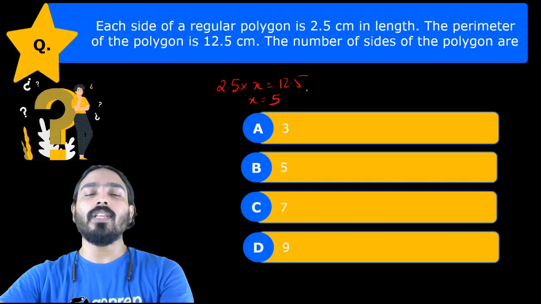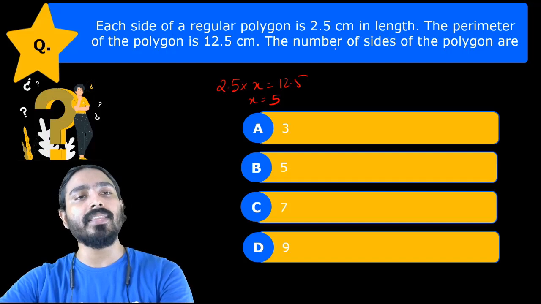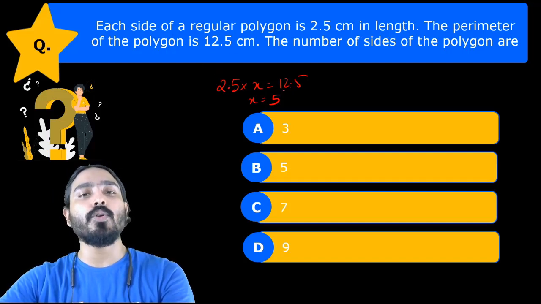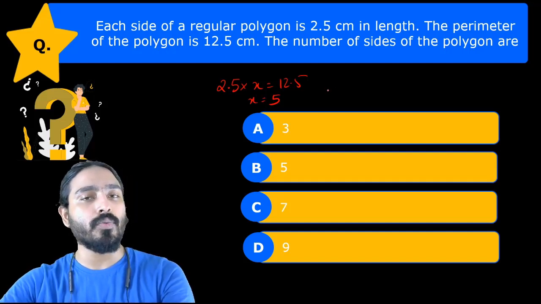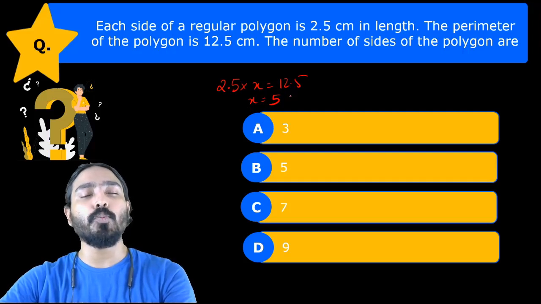This question is one of the easiest questions. This is a regular polygon, so all of the sides will be of equal length. So 2.5 centimeter is the length. The total perimeter is 12.5. So 2.5 into n is equal to 12.5, because if there are n sides, 2.5 into n is equal to 12.5. So if you divide 12.5 by 2.5, you will get n is equal to 5. So yes, that was all in the math section.